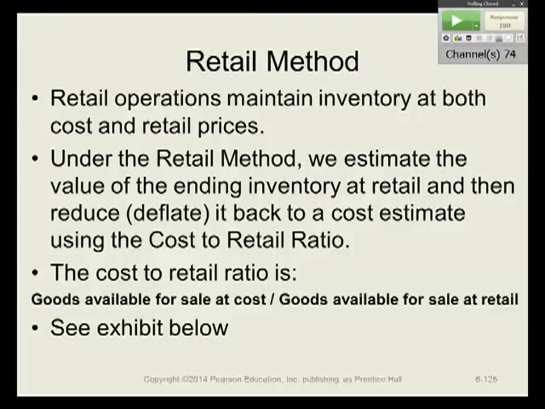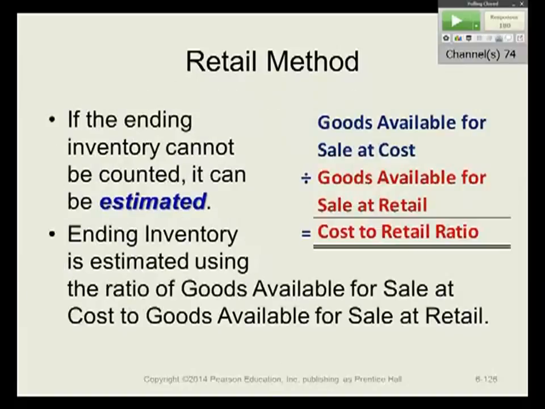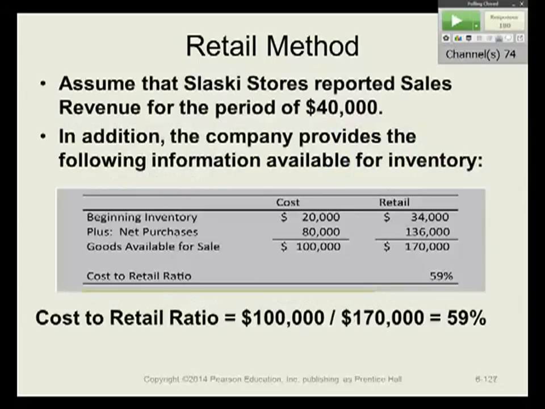Why the retail method is more precise is that the cost to retail ratio is current. It's based on your current information. It is not based on historical gross profit or historical cost of goods sold percentages. So let's take an example. This will be our last illustration.